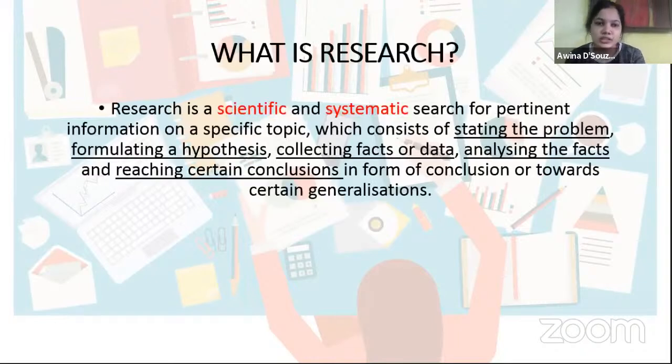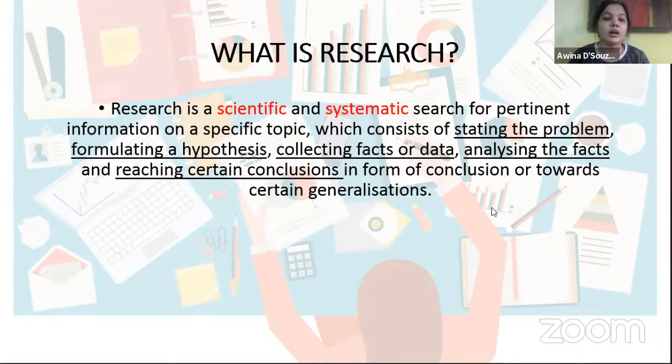So what is research? Research is a scientific and systematic search for pertinent information on a specific topic, which consists of stating the problem. So you have a problem, and you have to define this problem. Within the confines of this problem statement, in that region only, you will undergo your research. So stating the problem is one of the important aspects.